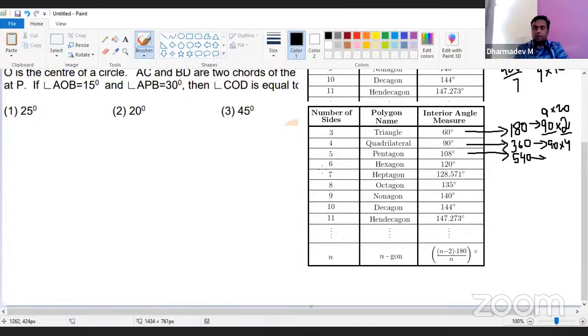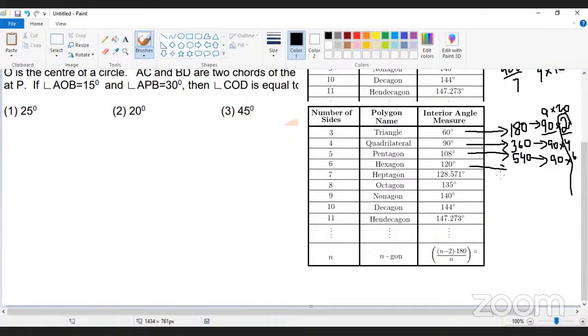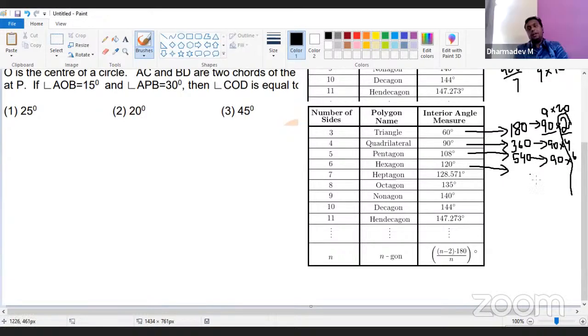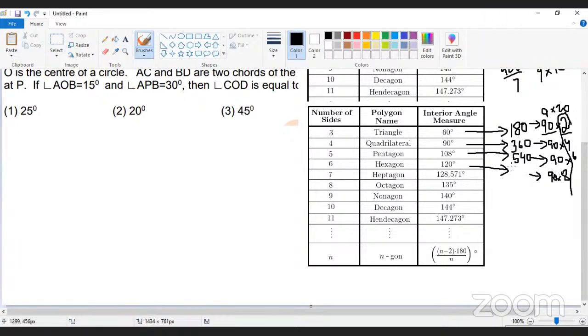Now 540. We know it is 5 sides. So 3, 4, 5, 6 sides as we go on. When it comes to 5 sides, 90 times 6. Can you see it is in the even number sequence? 2, 4, 6. Yes, sir. So what would be for the next one? 90 times 8. What is 90 times 8? 720. Good.